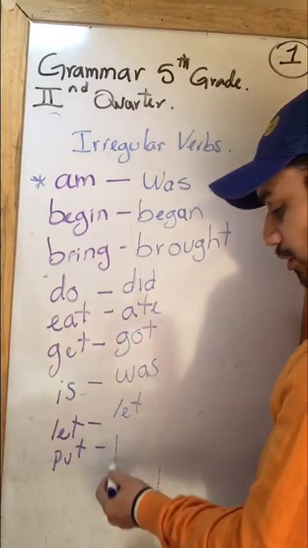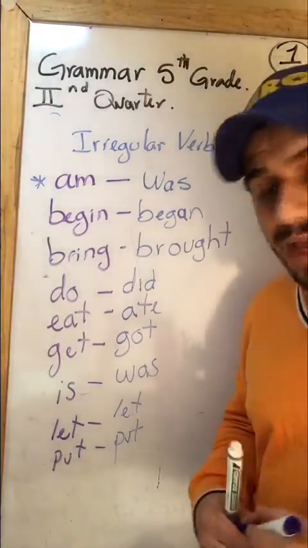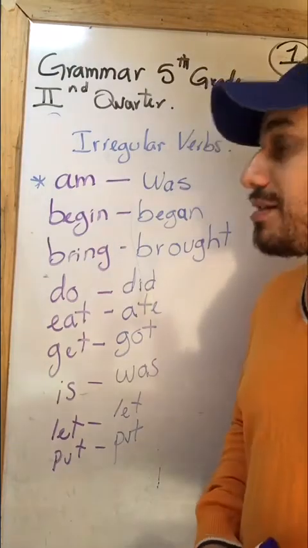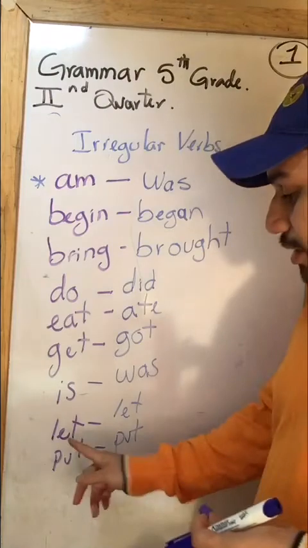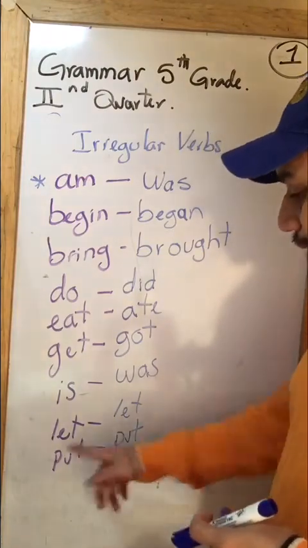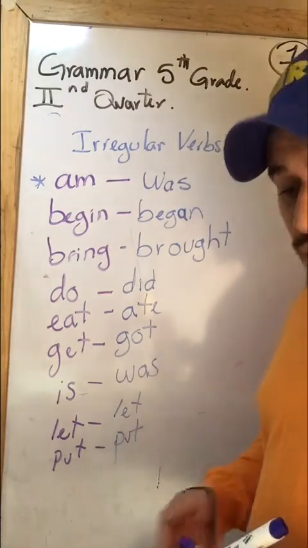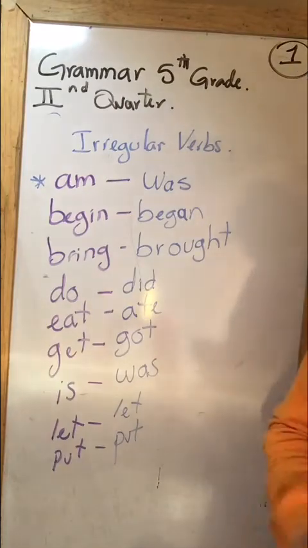Now these two are very particular because both of them are written the same way. Let and put are written in the same way because there's no difference in them, and that's why they are in the irregular, because you cannot say let it or put it. You say let and put in past and in present. Okay? I need you to copy this example so I can copy the last couple examples for you. Okay?